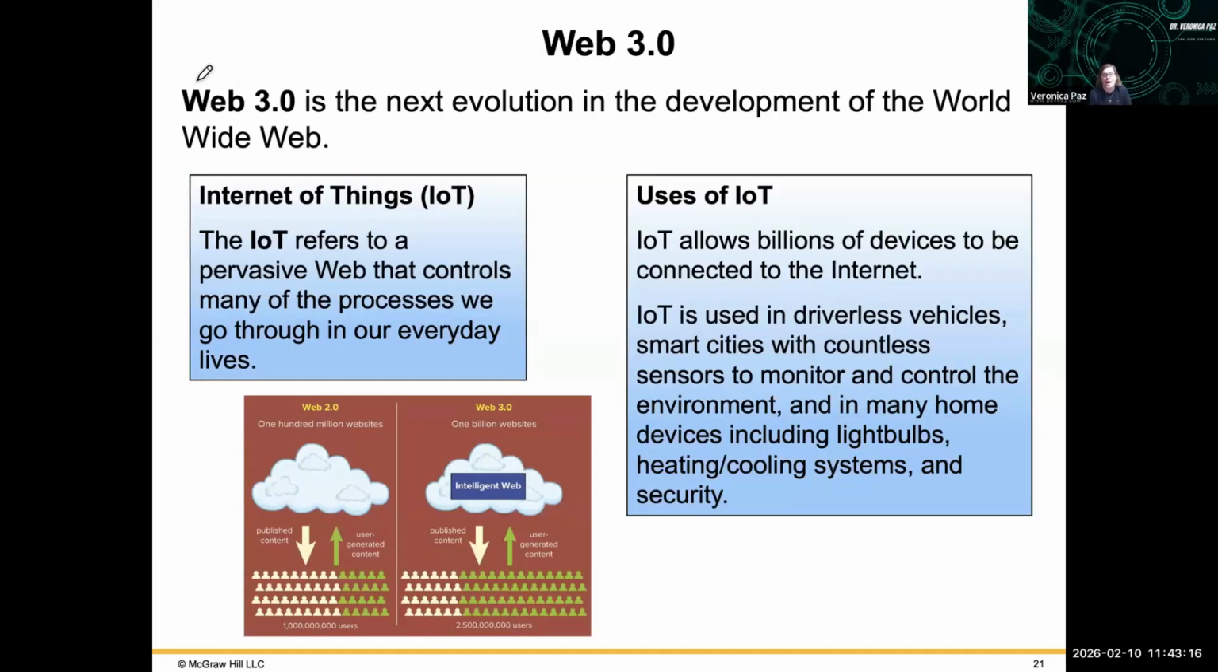Then we have Web 3.0, and now this is the next evolution, right? So now we have the Internet of Things. And this is where the controls and many of the processes that we have today is where everything lives. So the Internet of Things just gives us billions of devices that can be connected. And it also gives us driverless vehicles. So you don't even have, like, it'll drive itself.